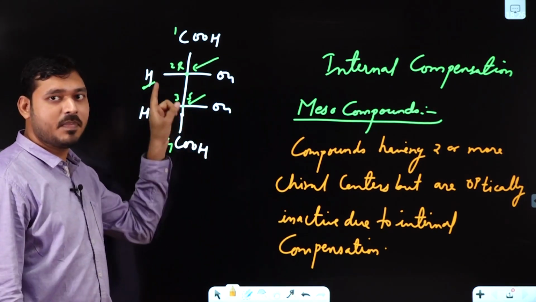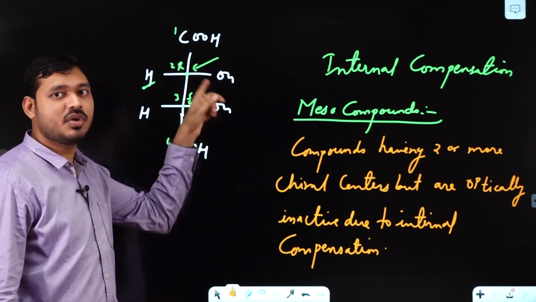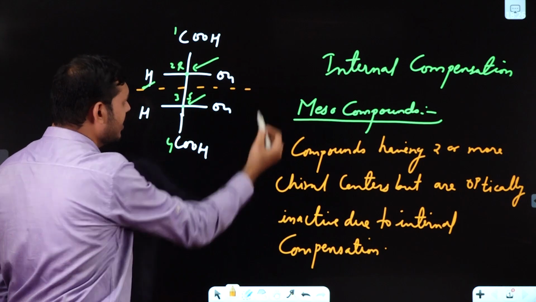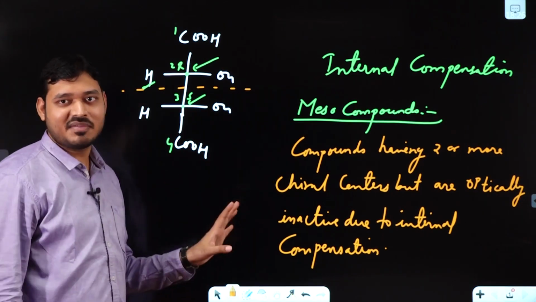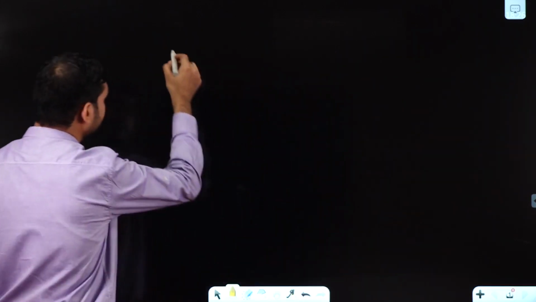Okay, PPL rotation occurs through every chiral center. Now one more point, but due to internal compensation they are optically inactive. So this is your meso compound. Clear to everyone? Okay, so let's check a few examples of meso compounds.